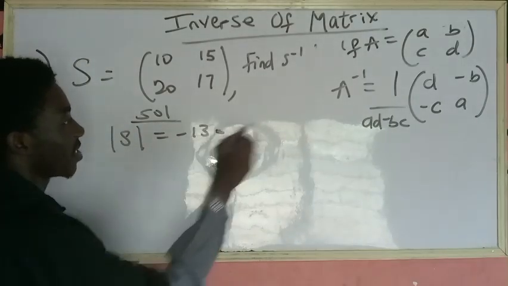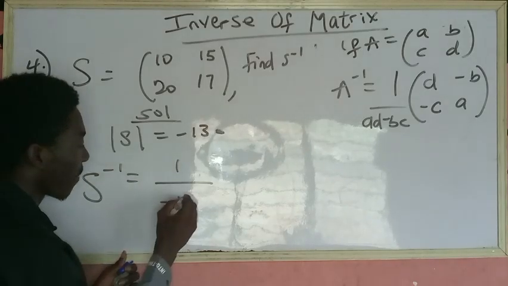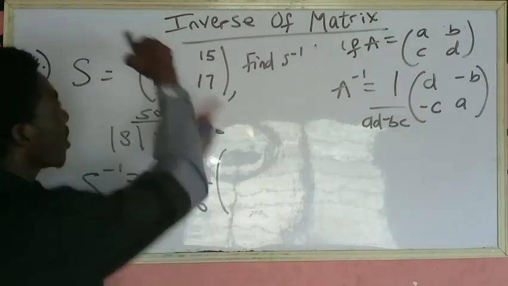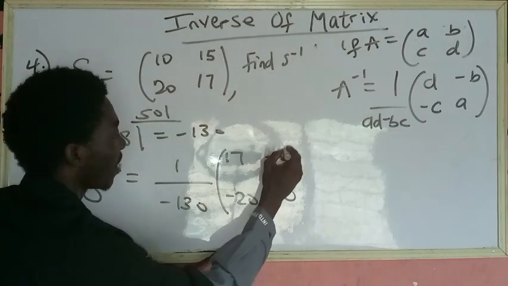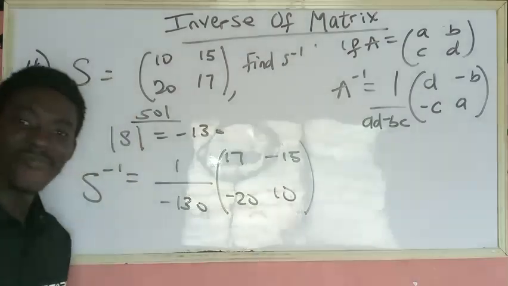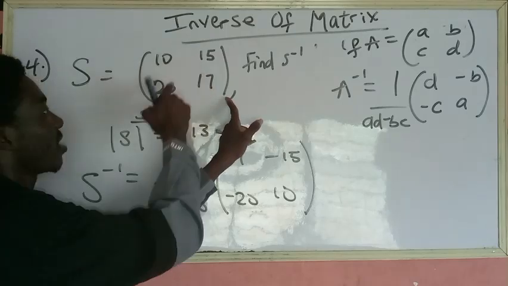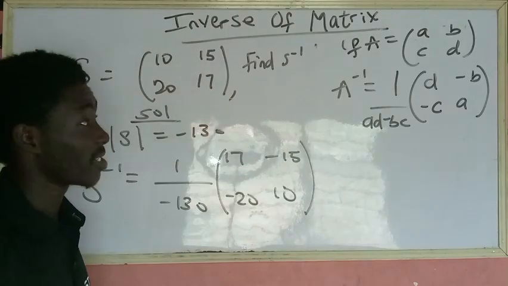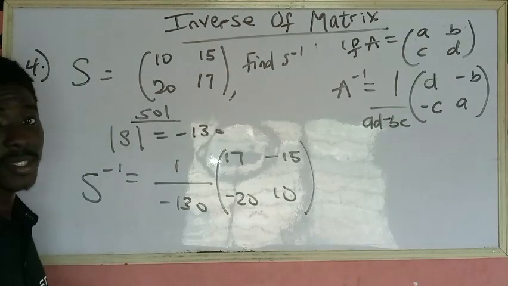Minus 130. What is my S inverse? My S inverse is very simple. That will be 1 over minus 130. Switch this, 17 and 10. Minus 20 and minus 15. That is the inverse of a 2 by 2 matrix. Just switch this, then put a minus here and a minus here. That is the inverse of a 2 by 2 matrix, instead of going through the actual steps. Good. Now let's go on to the 3 by 3 matrix.